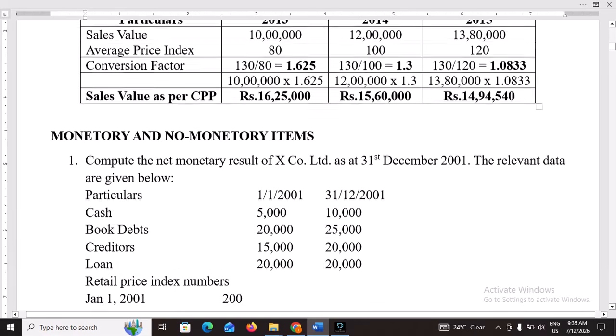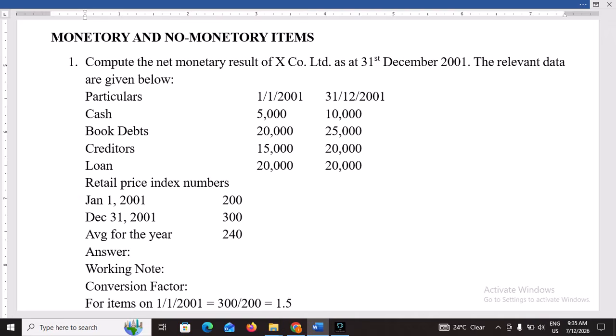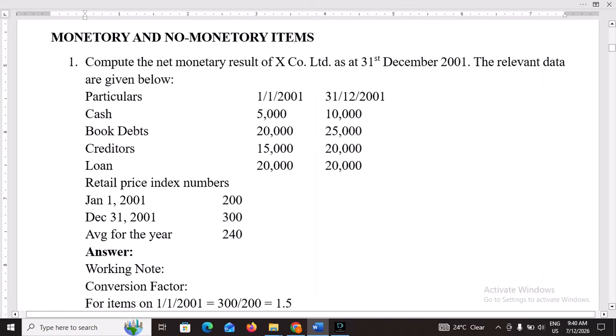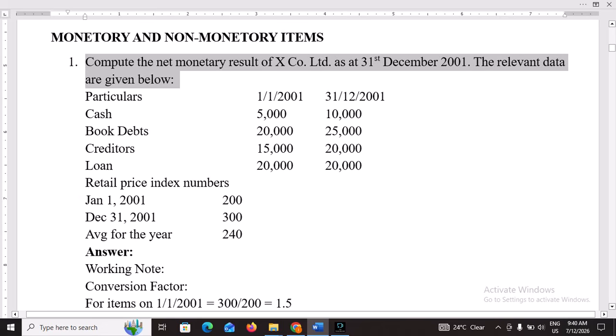Okay, so after this, next is monetary and non-monetary items problems. Let us see one. Compute the net monetary result of X Company Limited as at 31st December 2001. The relevant data are given below.